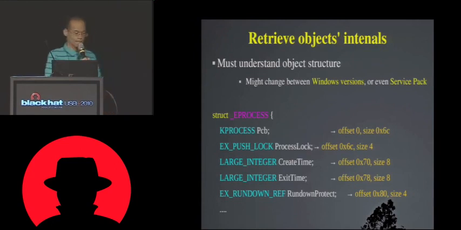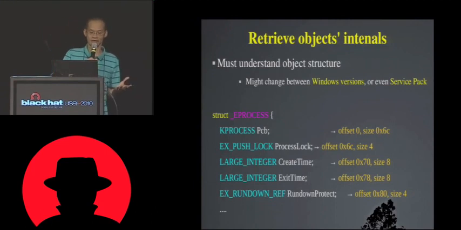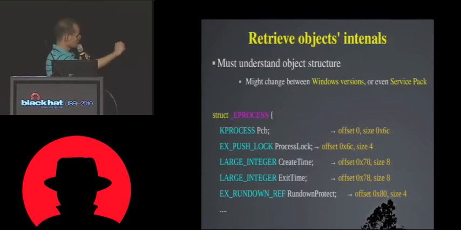But the problem is that the format of those structures can change between Windows versions and even between service packs. It's not fixed. First of all, Microsoft can insert a new field in the next version of Windows anywhere, or they can exchange those two fields anytime. So the offset is not fixed, and sometimes the size of those fields is not fixed either.